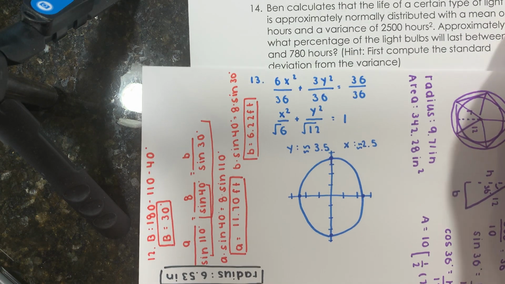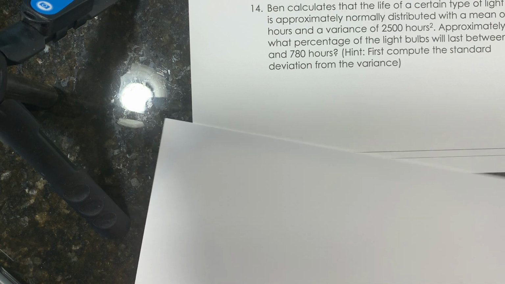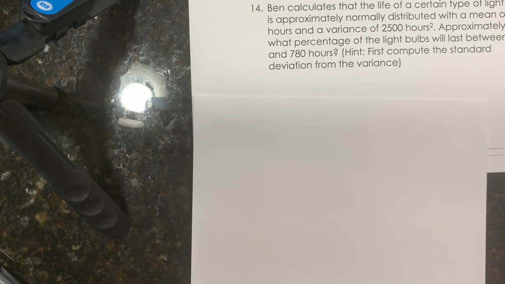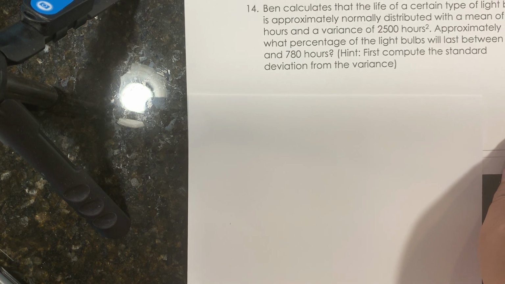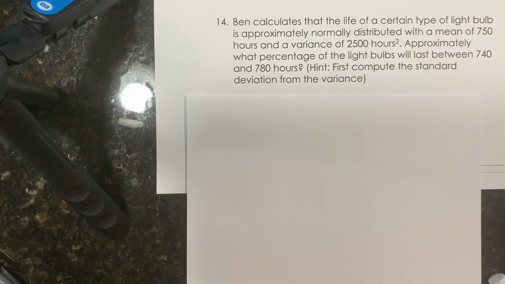Now moving on to number 14. This one is going to be one where you have to use your chart. It says, Ben calculates that the life of a certain type of light bulb is approximately normally distributed with a mean of 750 and a variance of 2500. Approximately what percentage of the light bulbs will last between 740 and 780?